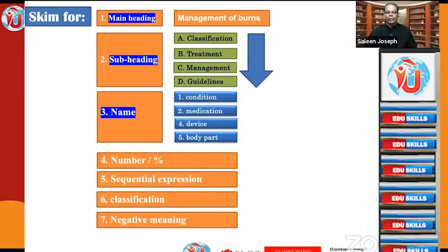Skim for it. Negative meaning. A question may give you a positive statement, whereas text will give you negative statement. And eighth is time or duration. How long? Okay, maybe 3 weeks you will have to take a medication. Maybe after duration you have to come for review.